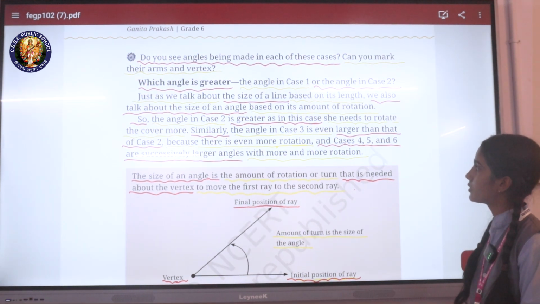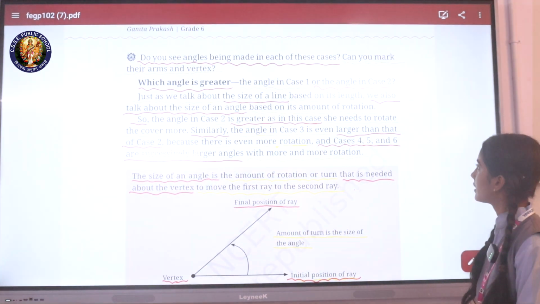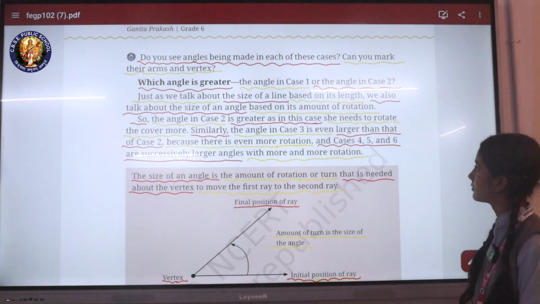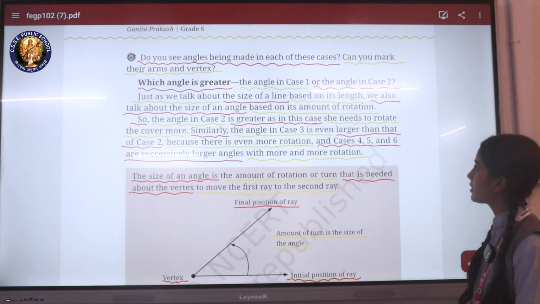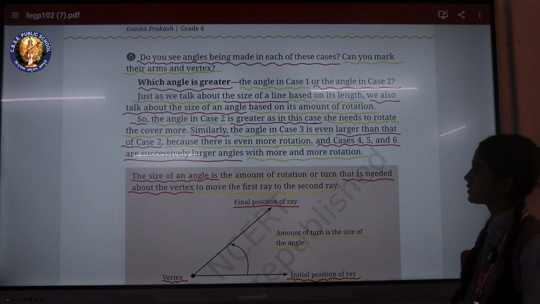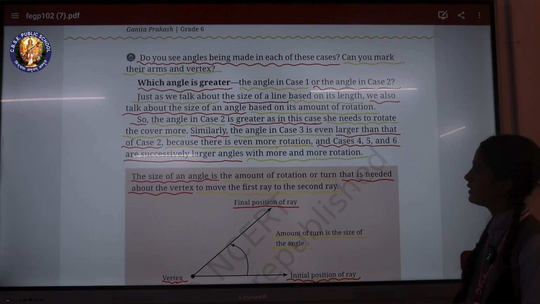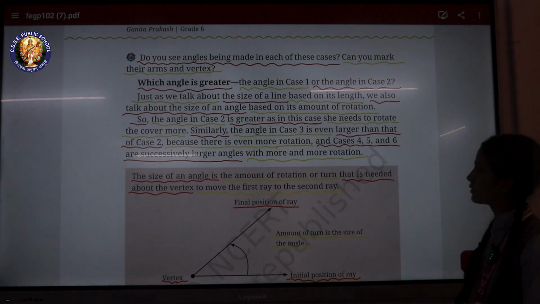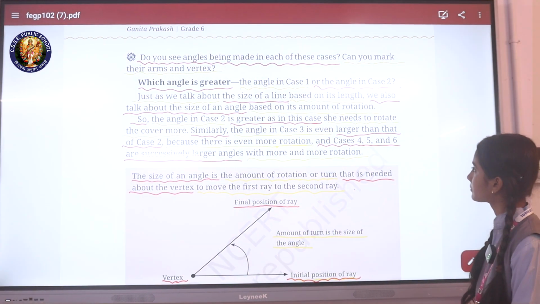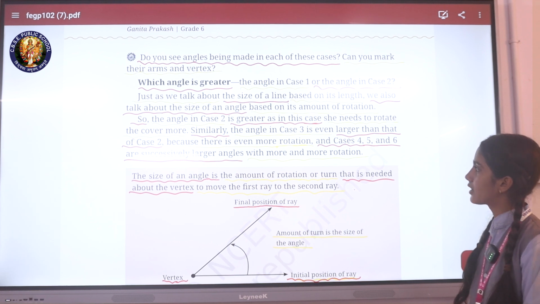Just as we talk about the size of a line based on its length, we also talk about the size of an angle based on its amount of rotation. So, the angle in case 2 is greater as in this case, C needs to rotate the cover more.